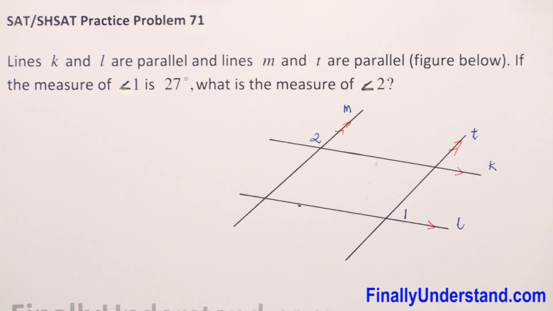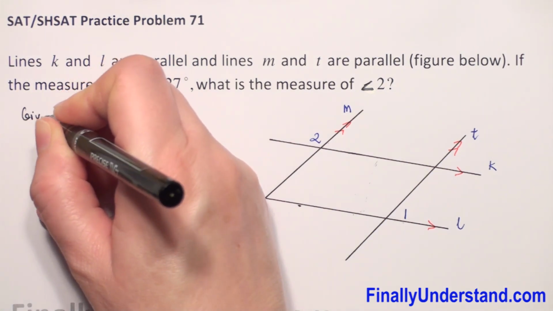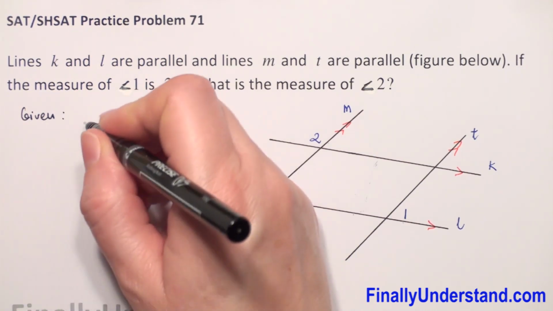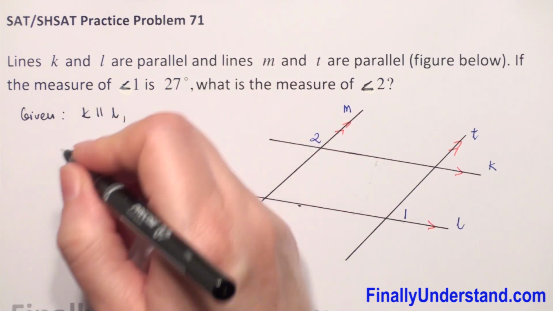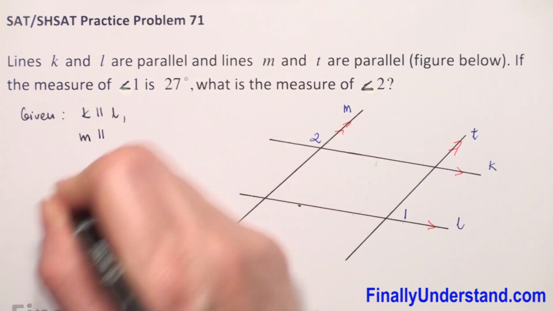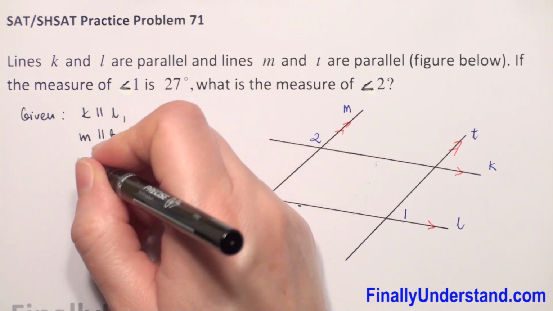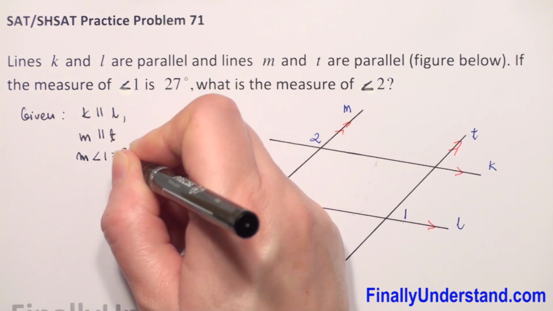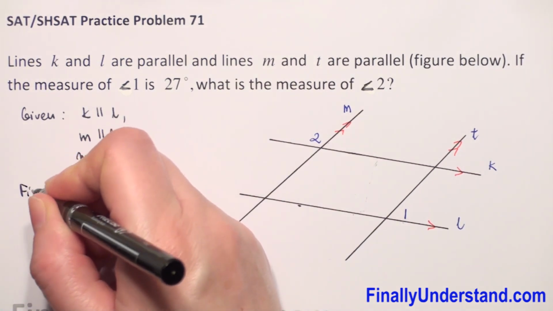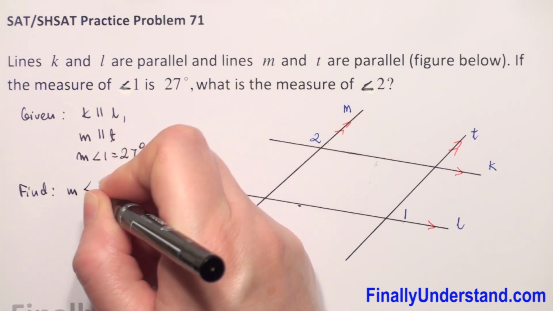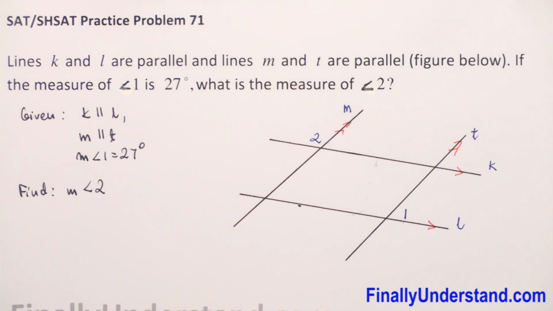If the measure of angle 1 is 27, what is the measure of angle 2? So we have given that line K is parallel to line L. What else? Line M is parallel to T, and the measure of angle 1 is 27 degrees. What we have to find? We have to find the measure of angle 2. So we have to start from the information we have given.